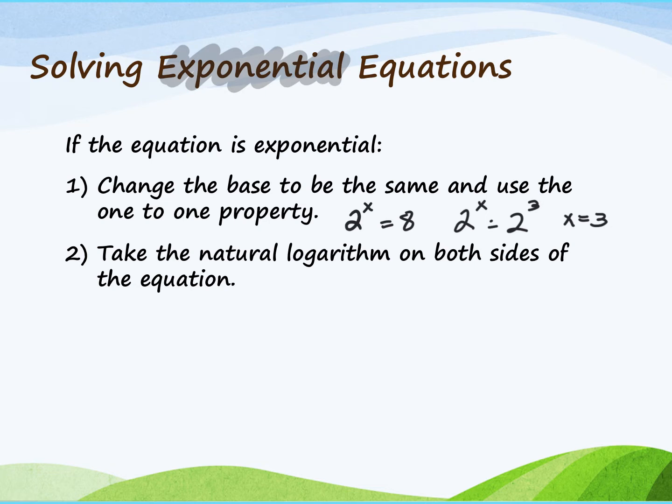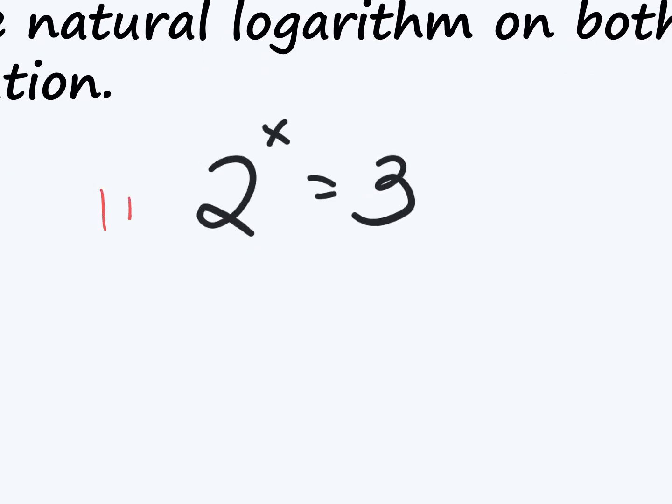If you can't change the base on either side to equal each other, say 2 to the x equals 3, there's no way to rewrite 3 as a power of 2. So this is when we actually make ln a verb. We ln both sides of the equation. So I'm going to ln this side and ln this side, so it looks like ln of 2 to the x equals ln of 3.